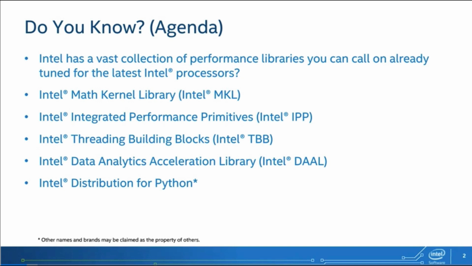We also have a fairly new library over the last 2 years we've been creating called the Data Analytics Acceleration Library, which is similar to IPP and MKL in its tailored functions for a data analytics pipeline. And then last but not least, we have an Intel Distribution of Python from which you can call on several of these libraries to get additional optimizations for those interested in a more high-performance Python.